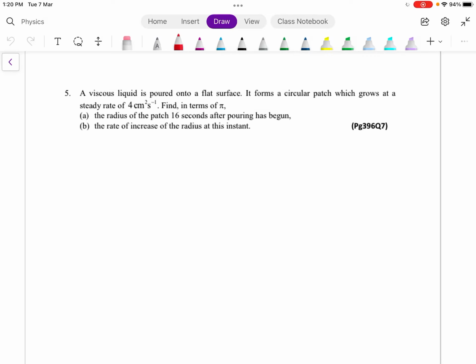Alright, so let's go through this Singapore Chinese Girls' School A Maths question. We have a viscous liquid being poured onto a flat surface, so it forms a circular patch, which grows at a steady rate of 4 cm² per second. So what does this mean? This just means dA/dt equals 4.